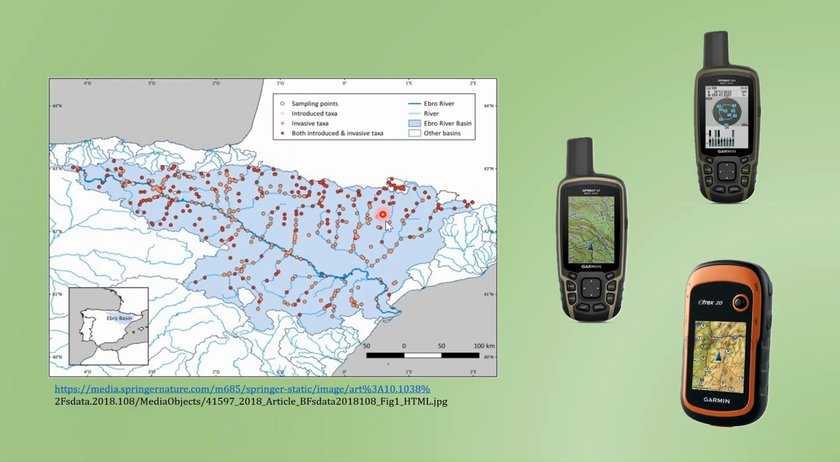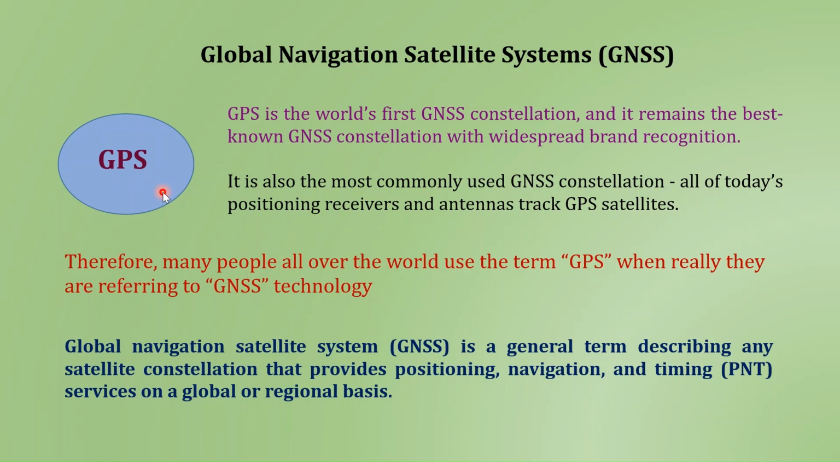In research or in scientific studies, the use of a device, that is the GPS receiver, is generally preferred for noting the latitude and longitude of the sampling locations. These devices are solely designed for GPS applications and have better accuracy in comparison to smartphones. So what is this GPS?